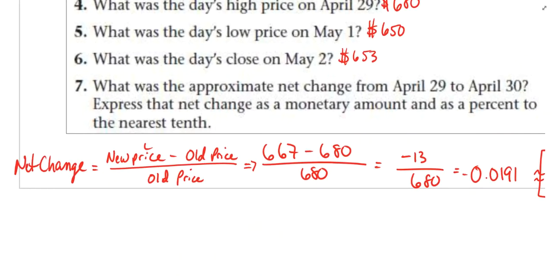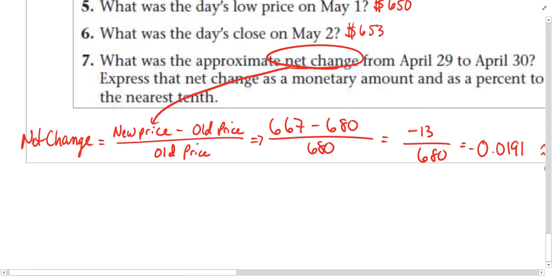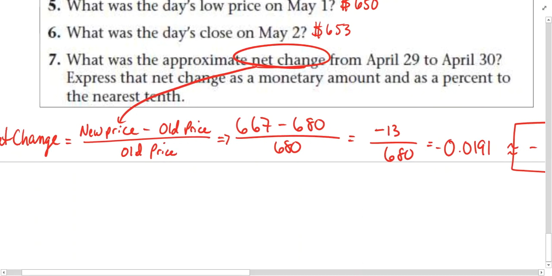Now, for this very last question, you needed to have just a simple computation. Net change is simply equal to a stock's new price minus its old price. And if we were going to show that as a percentage change, then we would need to divide the subtracted values by the old price.